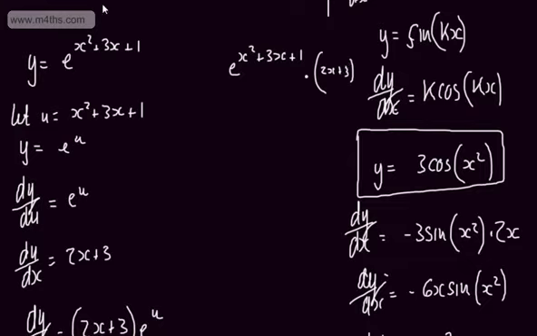Okay, let's finish with a couple more. Let's say we had y is equal to 2 lots of the natural log of x squared plus 2x plus 1. Okay, so what we have now is a log function. We've seen that the derivative of the natural log of x is 1 over x. So what we're going to do is differentiate the outside function, rewrite the inside function, and multiply through by the derivative of the inside function.